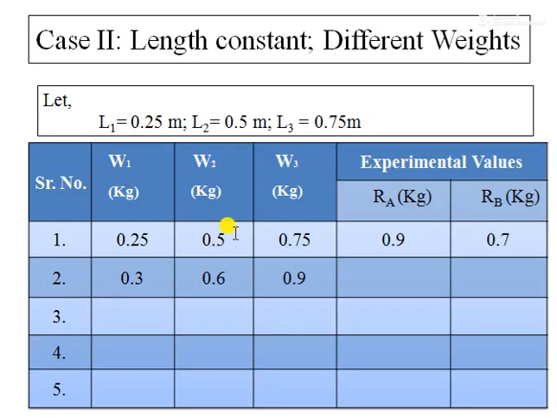Similarly, coming to the second condition, where we are keeping the length constant, that is, the distance at which the weights are placed will be the same, but the weight which we apply is going to vary. So L1, L2 and L3 are constant for the complete experiment, for all 5 readings: L1 will be 0.25, L2 will be 0.5 and L3 will be 0.75 meters from the left-hand side, that is, from point A. Now W1, W2, W3 are the weights we have applied, and we have received some experimental values like this.